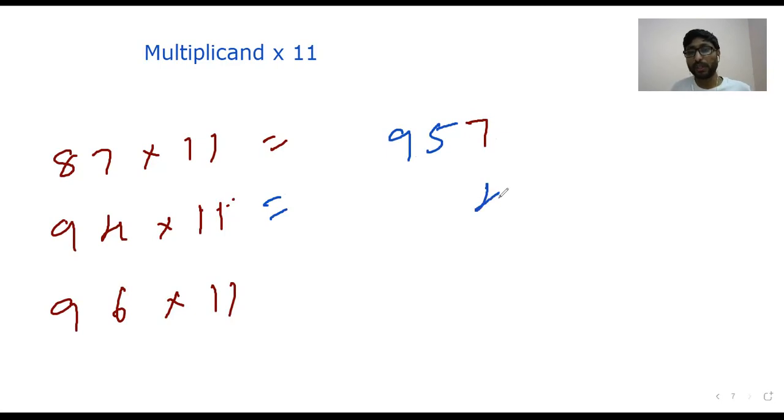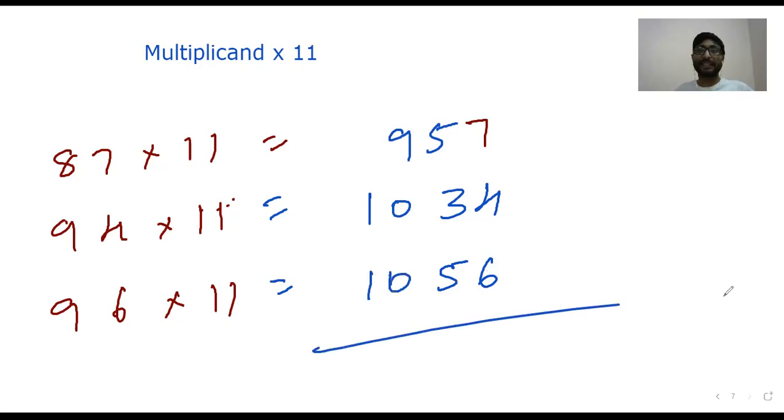4 plus 9, 13. 3, 1 will be the carry. 1 plus 9, 10. Okay, visualization concept. 6 and 9. 6 plus 9, 15. So 5, and 1 will be the carry. 1 plus 9, 10. That's it.